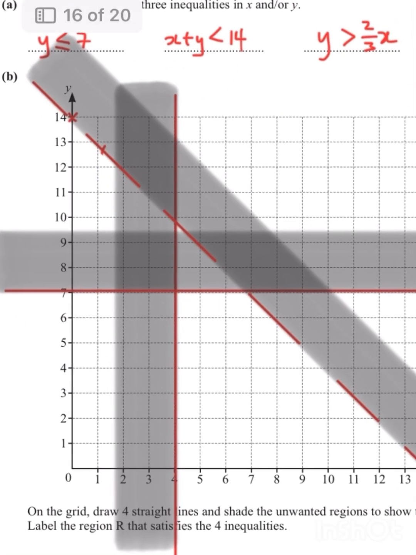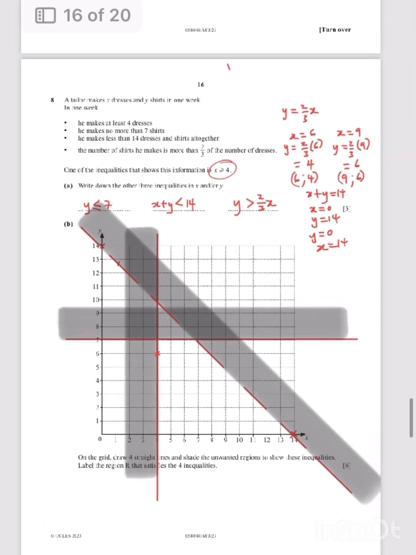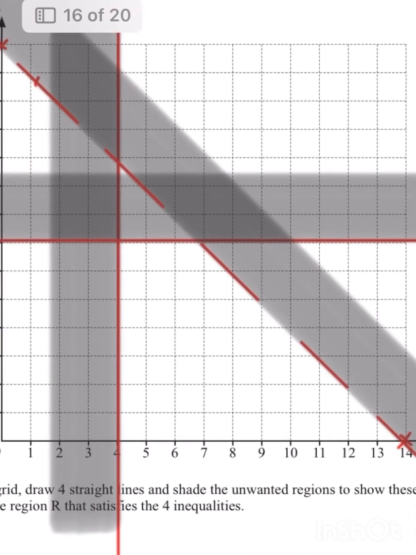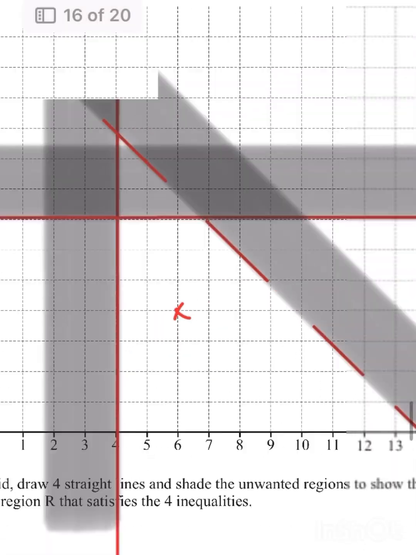6 in the x-axis and 4 in the y-axis is going to be here. Then what's the other one? I've got 9 and 6. So 9 in the x-axis, and sorry, here it's actually 6 in the x-axis and 4 in the y-axis. So the point is going to be here. Sorry for that. So the point is going to be here.